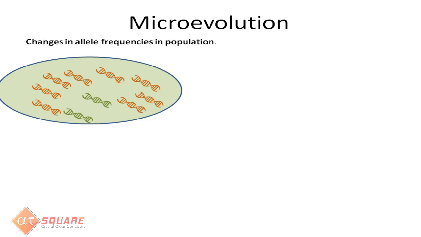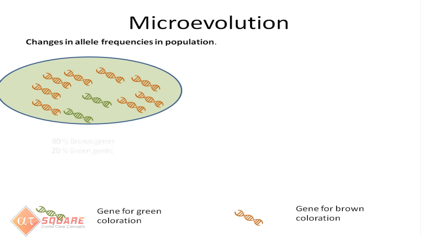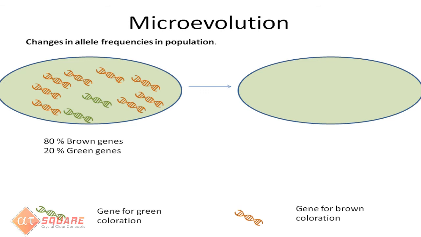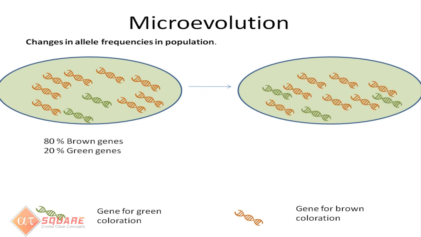Imagine we go to a mountaintop this year, sample the bugs and determine that 80% of the genes in the population are for brown coloration and 20% of them are for green. If we go back to the same place the next year, repeat the procedure and find a new ratio, that is 70% brown genes to 30% green genes, we have detected a microevolutionary pattern, that is a change in gene frequency.